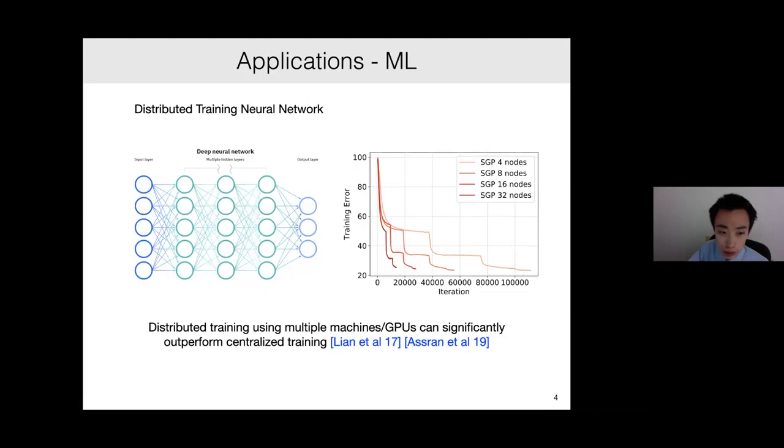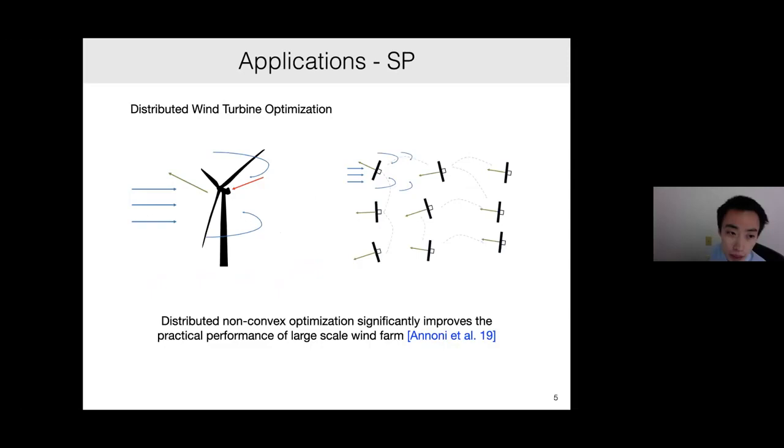And at the same time, in the signal processing community, there's a popular optimization problem called distributed wind turbine optimization, or the wind farm problem. So basically in the wind farm, we have multiple wind turbines and each turbine is a highly non-convex function. The output power is a highly non-convex function of the wind speed, wind direction, and many different complicated variables. And in the wind farm, all these different turbines are located distributedly.